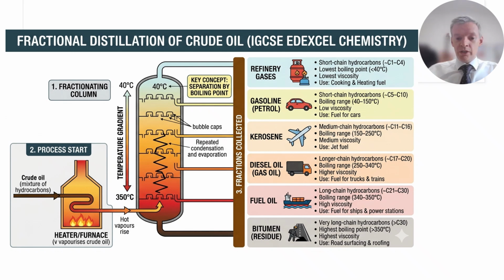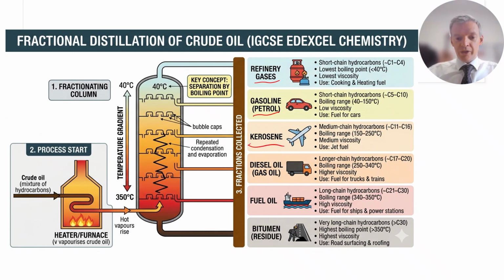So at the very top, we have refinery gases. And refinery gas is the sort of thing that you will use in your homes for cooking or for heating in most gas boilers in homes. And if you think in a lab, the Bunsen burners run off refinery gases. Next one is much more familiar to you all, is gasoline, or more commonly called petrol, and that's used as a fuel for cars.